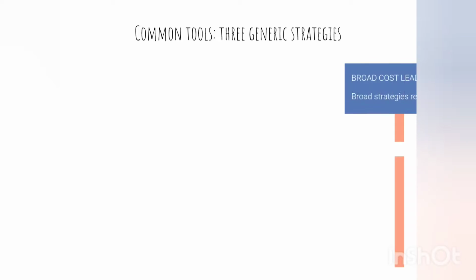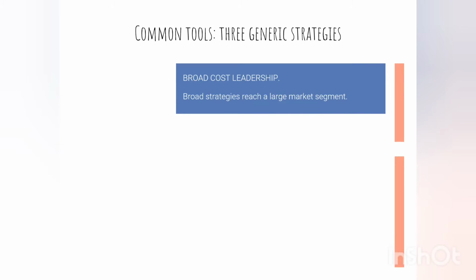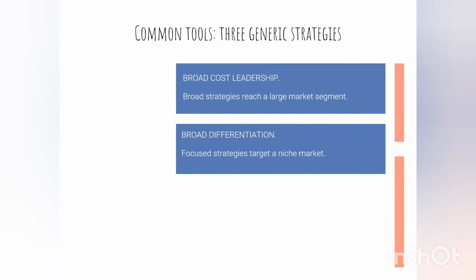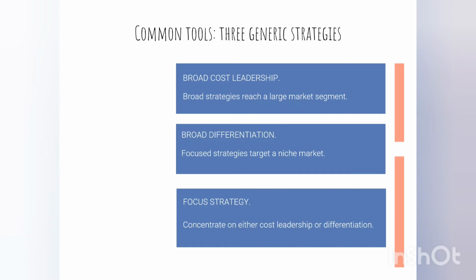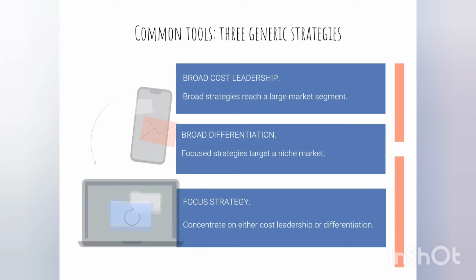Next, common tools of 3 generic strategies. First, we have broad cost leadership. It's a broad strategy with a large market segment. Next, we have broad differentiation. Focus strategies target a niche market. Lastly, we have focus strategy. It concentrates on either cost leadership or differentiation.